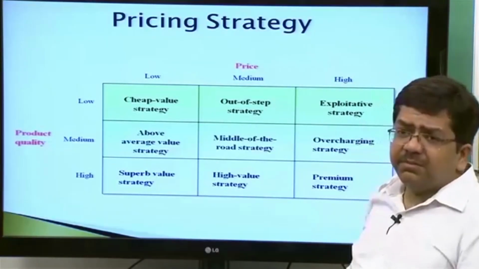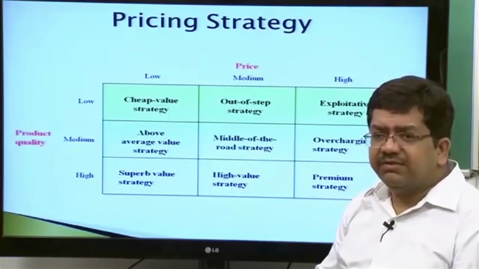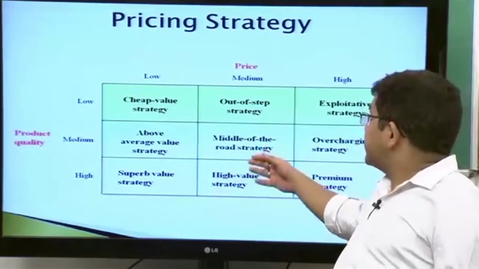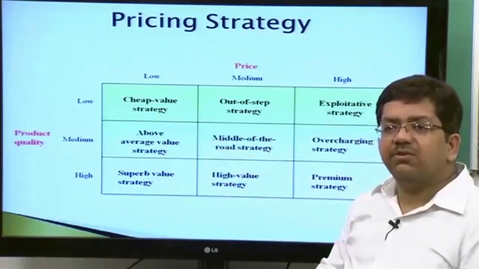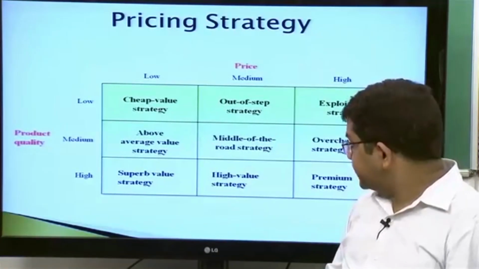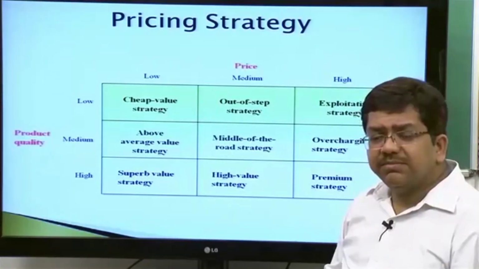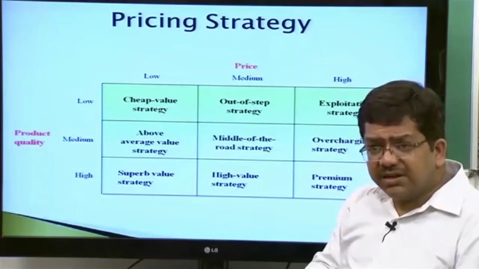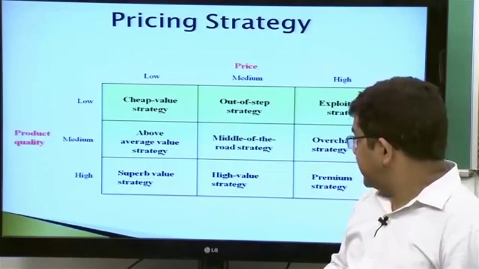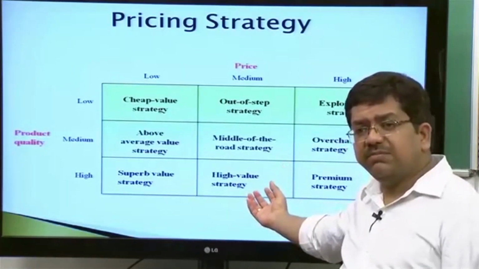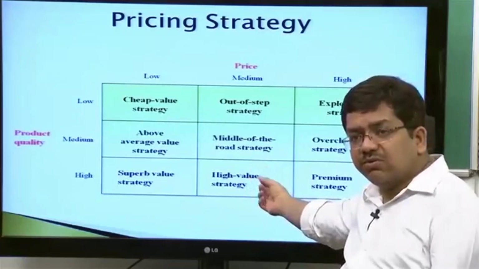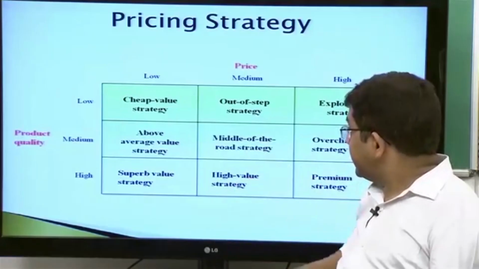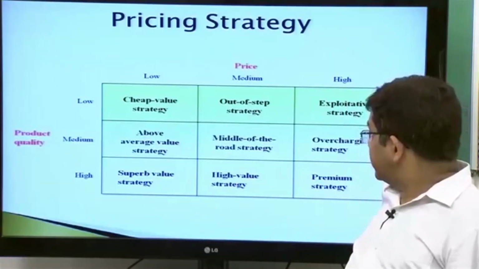There are a number of companies operating in India which offer superior value. At a medium price level they provide a very high quality product to the customer. Companies like Indigo Airlines, or Bata, or Liberty, or Big Bazaar are all coming out with very good quality products or services, but their prices are not that high. So, this is basically a superior value kind of strategy.